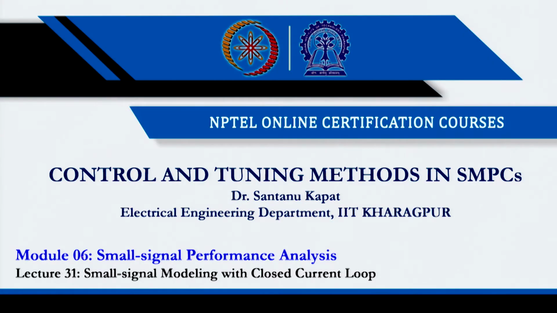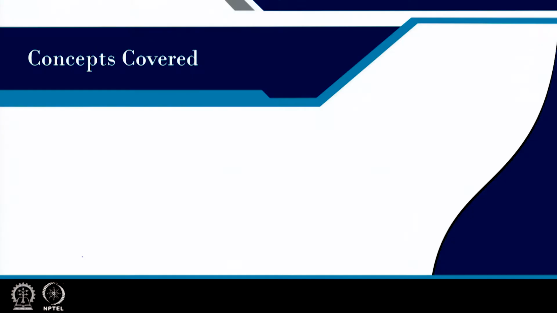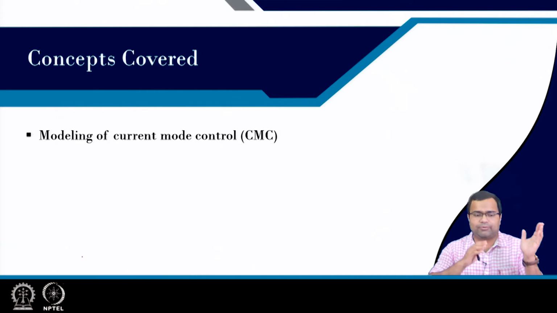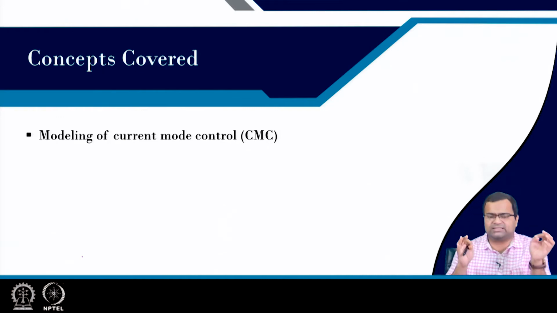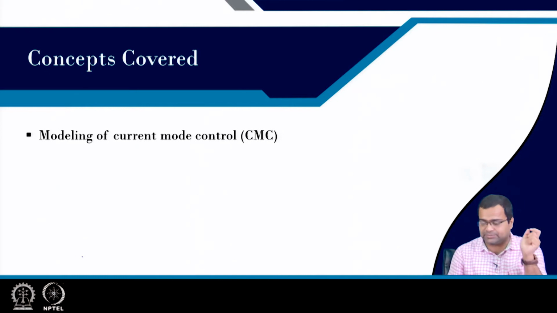Welcome back. This is lecture number 31. In this lecture, we are going to talk about small signal modeling with closed current loop. Now, we want to extend the equivalent circuit concept which we have learned from an open loop DC-DC converter, and extend this for current mode control when the inner current loop is closed, because we will still not consider the closed voltage loop in this lecture; that we will discuss in the subsequent lecture.